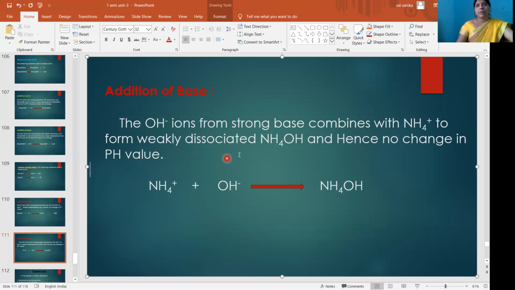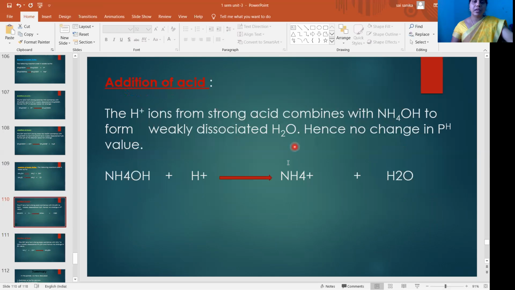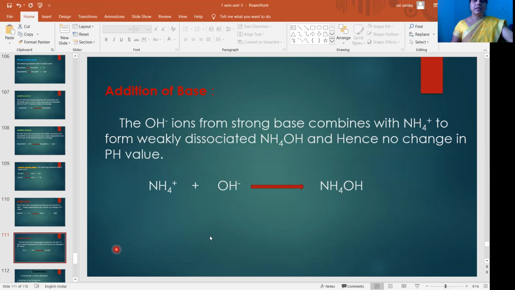So here also, by adding acid or base, you are observing the common ion effect. That is, when acid is added, NH4 plus ions are formed. When base is added, you get the NH4OH molecule. So there is no change in the concentration of H plus ions, and no change in the concentration of OH minus ions.